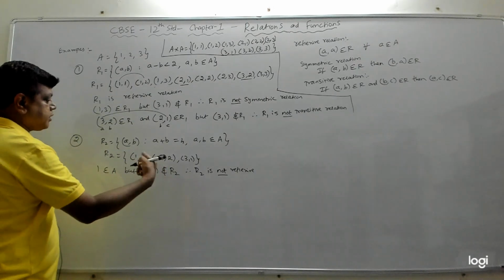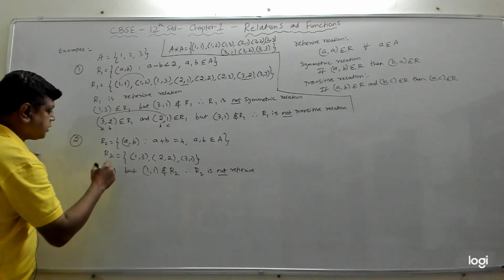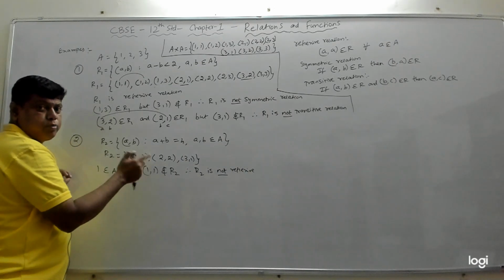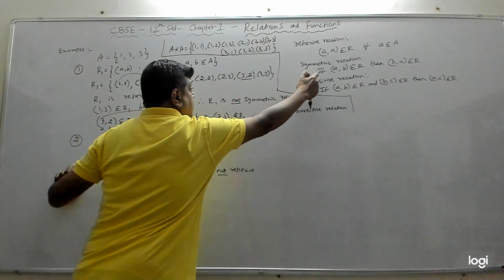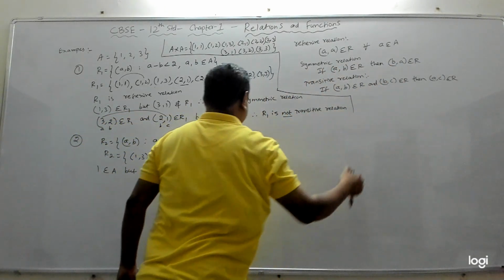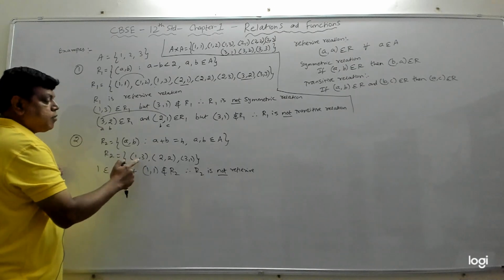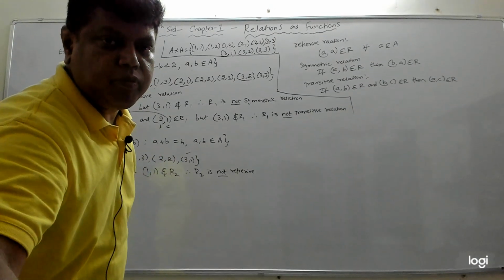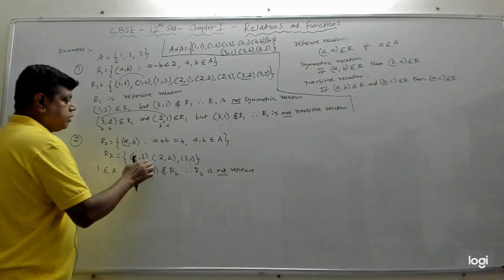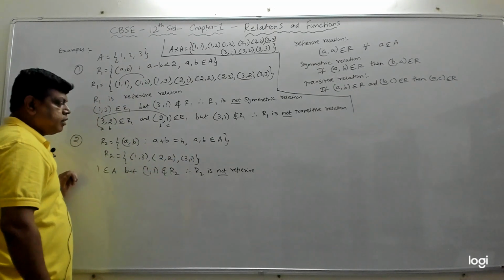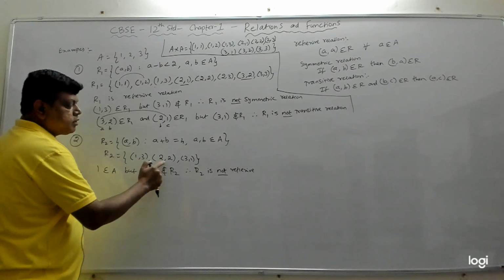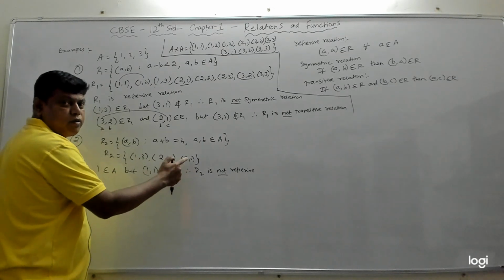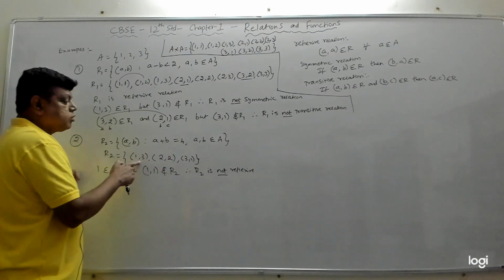Now let's check whether it is symmetric. Symmetric means what? (1, 3) is there, so its reverse should be there. The reverse of (1, 3) is (3, 1). Is (3, 1) there? Yes. Clear? Then take (2, 2). Its reverse is (2, 2), which is there. Then (3, 1). What is the reverse of (3, 1)? (1, 3). That is also there.